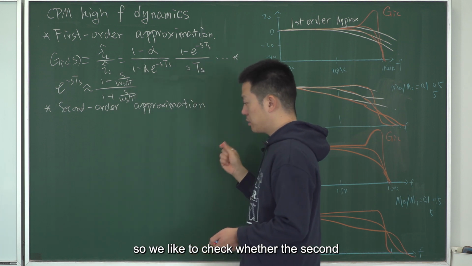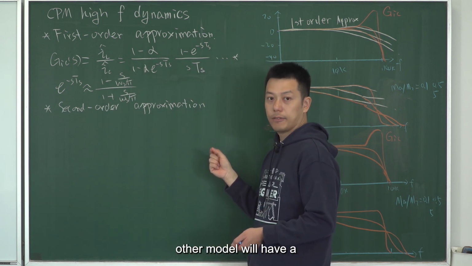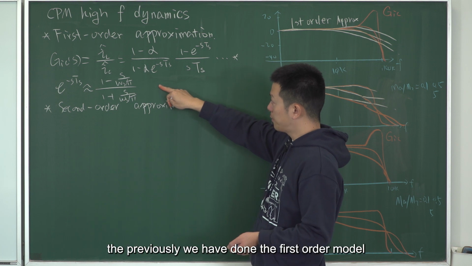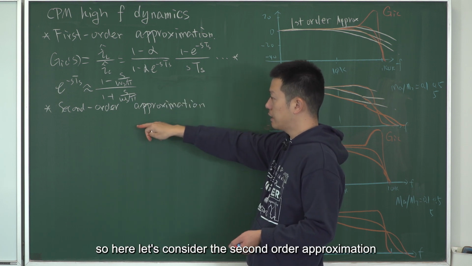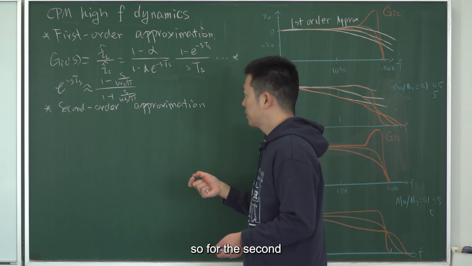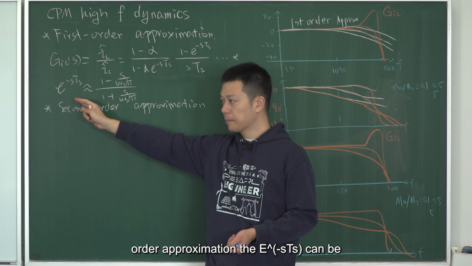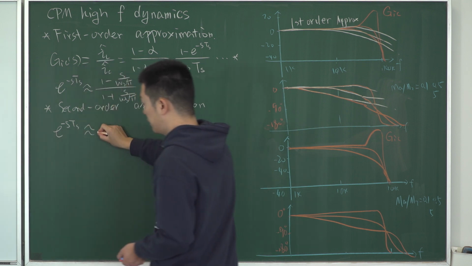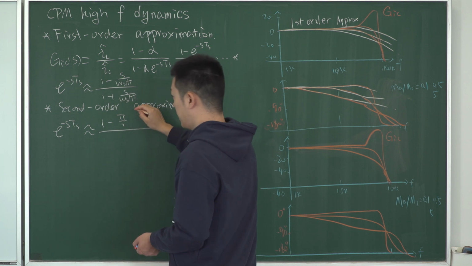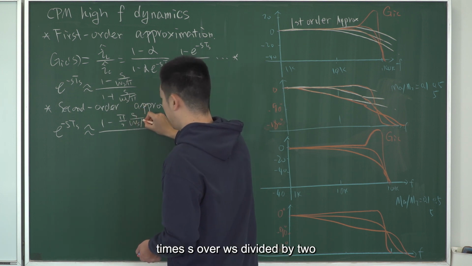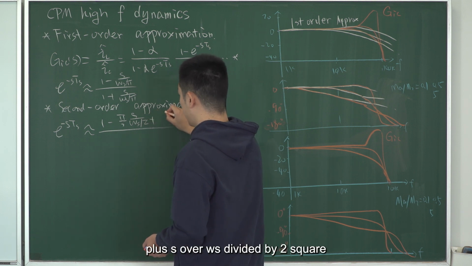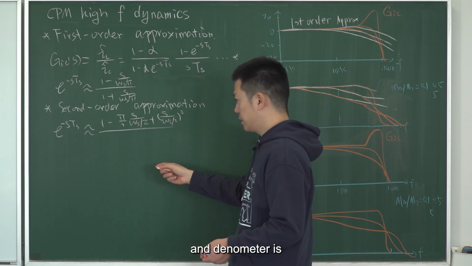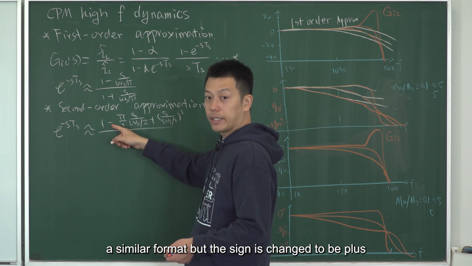So we'd like to check whether the second order model will have a better prediction accuracy. Previously we have done the first order model. So here let's consider the second order approximation. For the second order approximation, the e^(-sT) can be approximately equal to a fraction: 1 minus pi over 2 times s over omega_s divided by 2 plus s over omega_s divided by 2 squared. And the denominator is a similar format, but the sign is changed to plus.